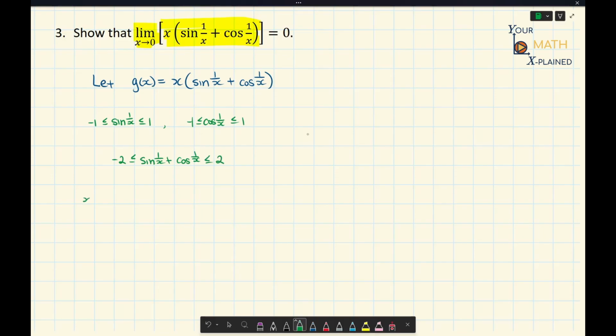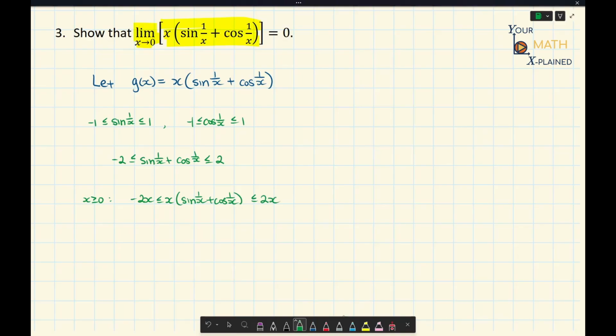Part 1 is when x is greater than or equal to 0. If we do that, then what we're going to do is multiply everything here by x. And because x is greater than 0, our inequalities are not going to flip. So that means we get -2x is less than or equal to x times sine of 1 over x plus cosine of 1 over x, which is less than or equal to 2x. So now this part in the middle, that's just our g of x.